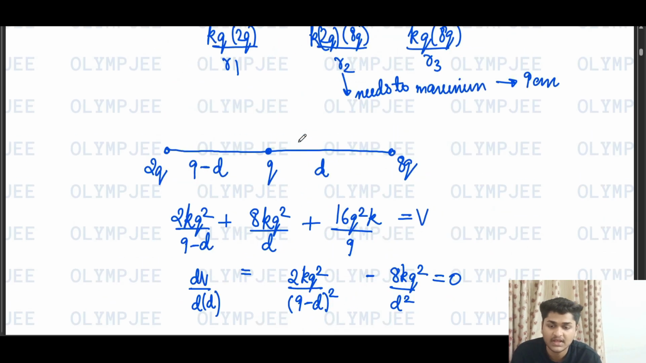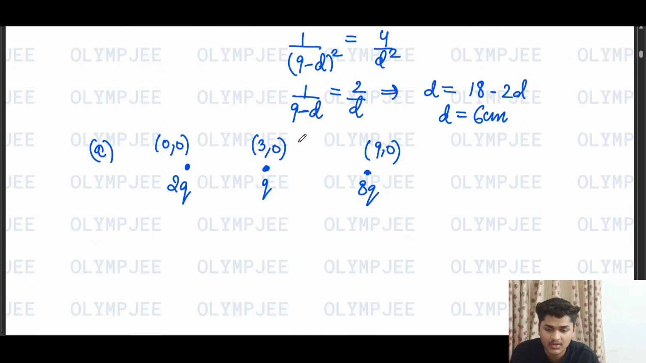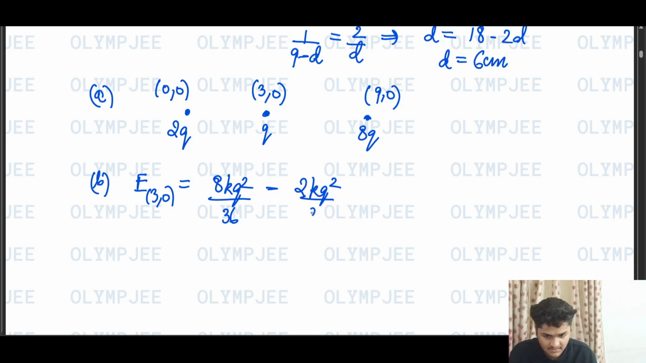And now I do need to do b part, which is determine the strength of electric field at position Q, and that is very easy, and you will get that at Q it will be 8KQ square by 6 square, which is 36, minus of 2KQ square by 9. So this can also be written as 2 by 9, so we can see that it is equal to 0.